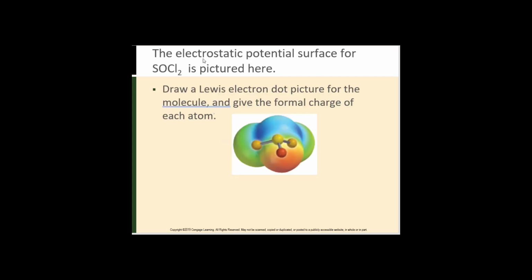So here's a picture of the electrostatic potential surface for SOCl2. Draw a Lewis dot diagram picture for this molecule and give the formal charge of each atom. Hopefully your dot diagram looks like this. We've got sulfur with a lone pair. It's got 5 valence electrons, and it's also connected to oxygen and 2 chlorines. For formal charges, we've got sulfur with our +1, oxygen with -1, and chlorine with 0. And if you're not sure how to do those formal charges, be sure to go back and watch in the video as a refresher.